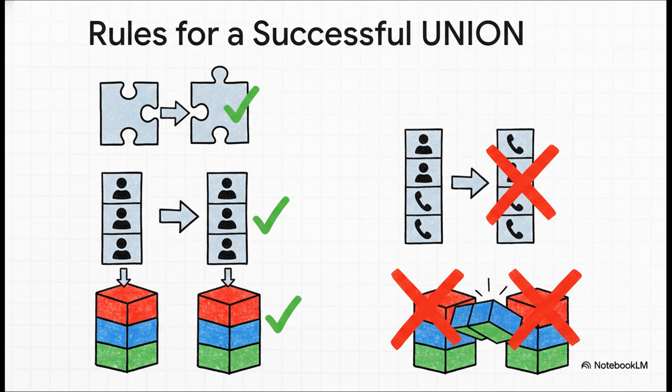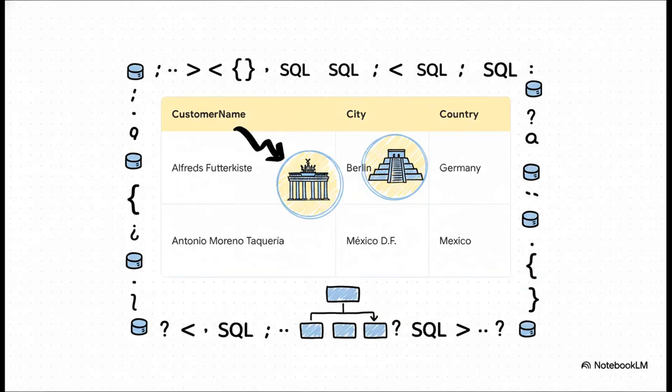You need the exact same number of columns, the columns have to have similar data types, and they've got to be in the same order. It just makes sense, right? You can't stack a column of names and cities on top of a column of just phone numbers. Let's see this thing in action.